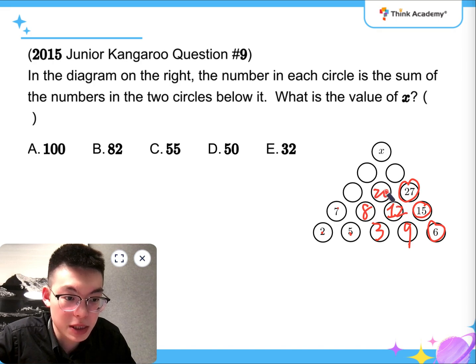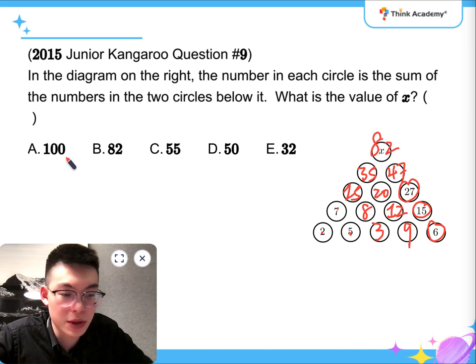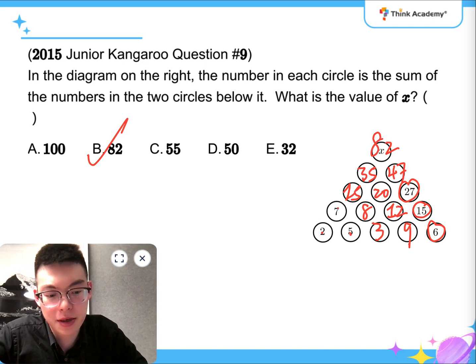8 and 12 adds up to 20. 7 and 8 adds up to 15. 15 and 20 adds up to 35. 20 and 27 adds up to 47. 35 and 47 adds up to 82. So the answer is B, 82. All right, so quick maths.